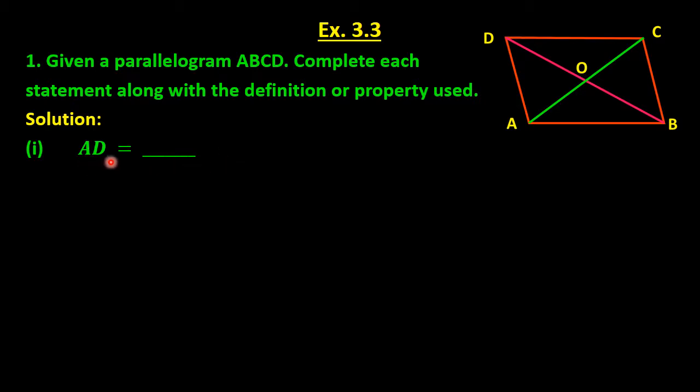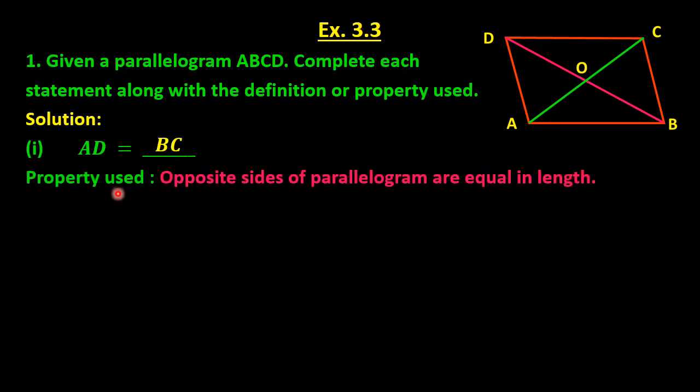So here AD equals, and AD in this figure is the left side. Using the first property, that is, opposite sides of a parallelogram are equal in length, the opposite side of AD is BC. So AD equals BC. And we also have to write the property that we have used here. The property used is: opposite sides of a parallelogram are equal in length.